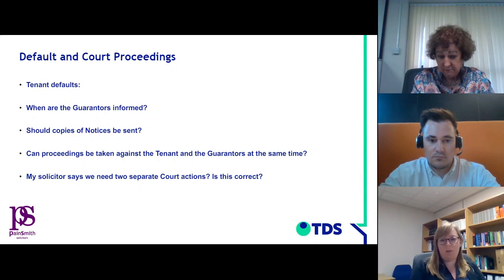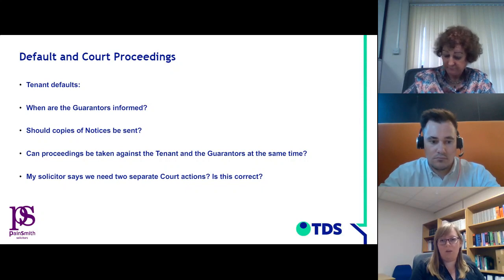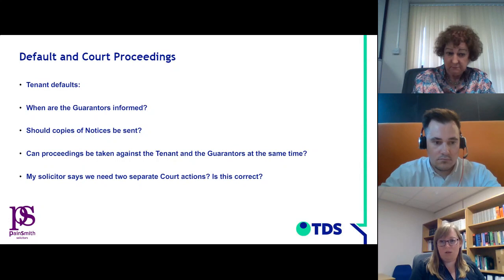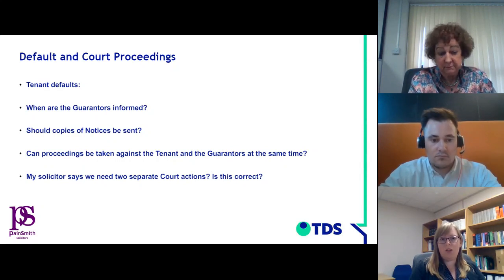You're not doing those two applications, and you've not got that headache of trying to work out where these parties are. You know where they are at this point. They're still in your property. Your guarantor is still guaranteeing. So when do you inform your guarantor? Well, as we mentioned earlier, you have to inform the guarantor prior to taking any court action.